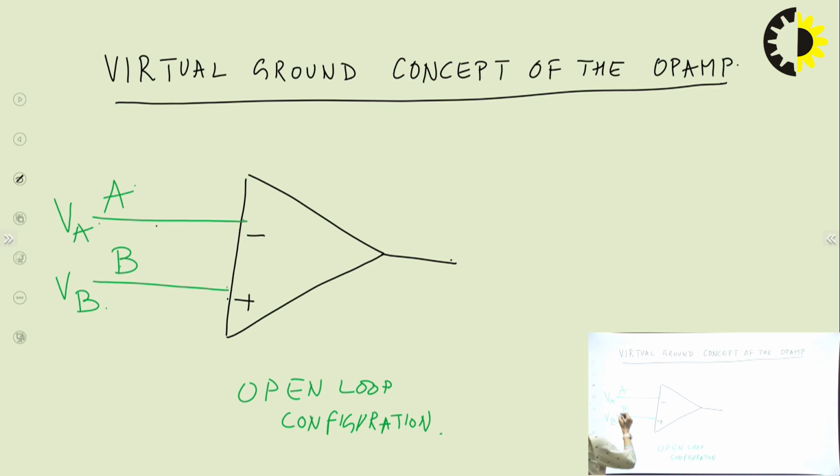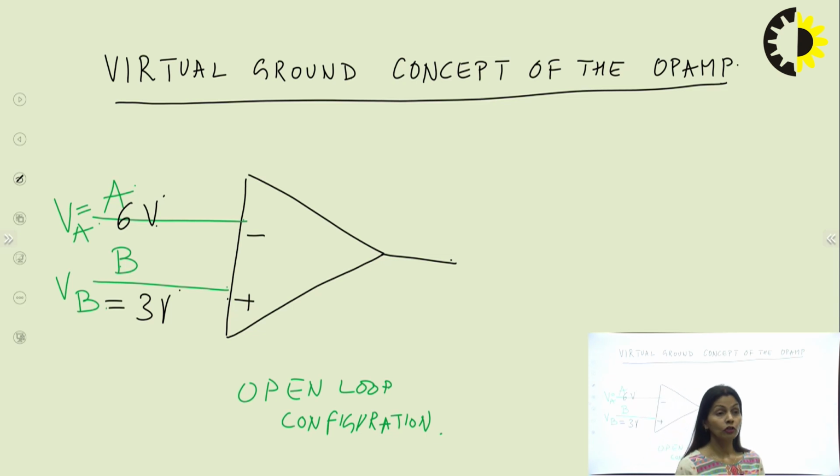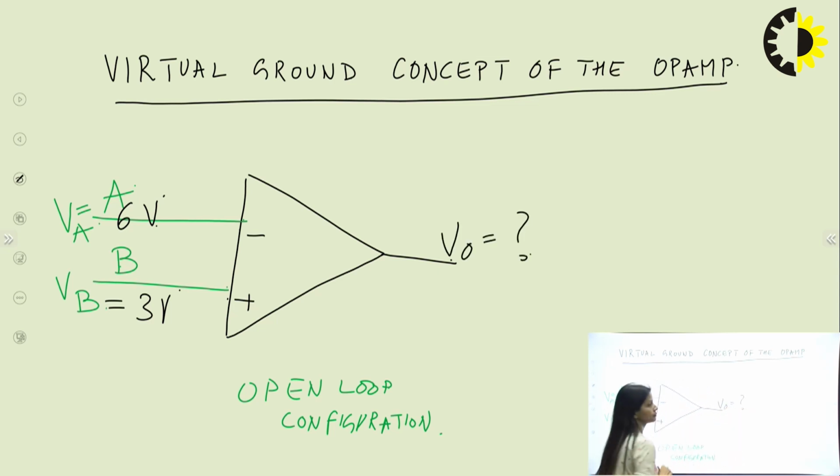Now let's say I take some numerical value for better understanding. Let's say VA I have applied around 6 volts at the input terminal, and some 3 volt battery has been connected at the non-inverting terminal. Then what should be the output for the OPAMP? This is the kind of numerical.